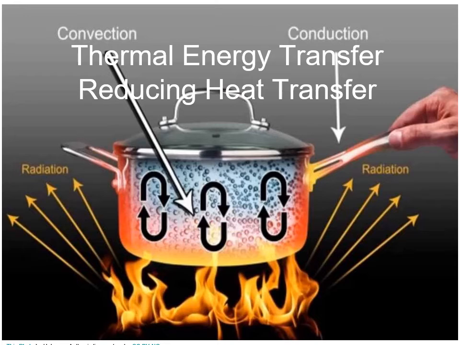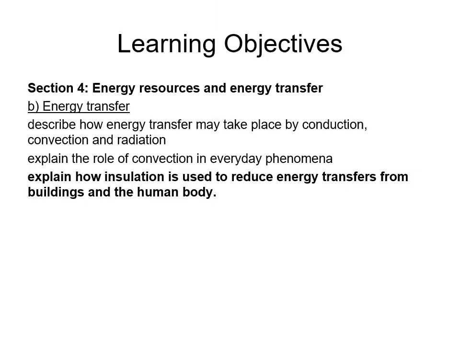So in the final video, we're going to look at how to reduce heat transfer. So this is the learning objective today: explain how insulation is used to reduce energy transfer in buildings. We've already looked at how to reduce it in the human body. Now we're going to look at reducing it in buildings to make buildings more energy efficient.